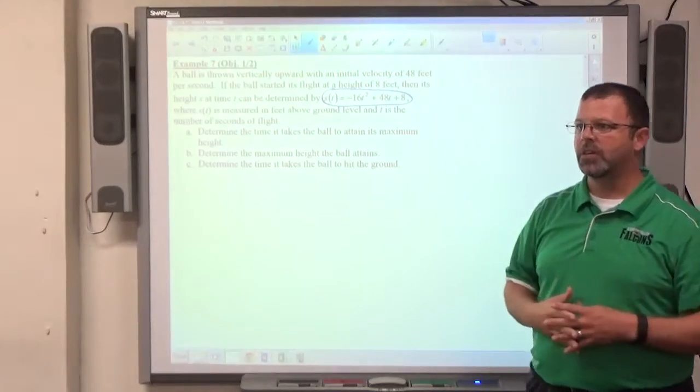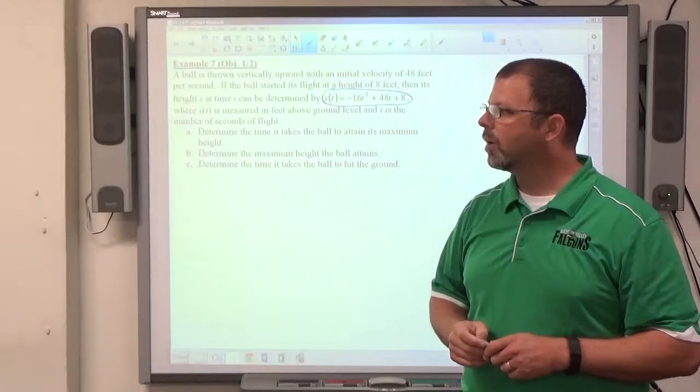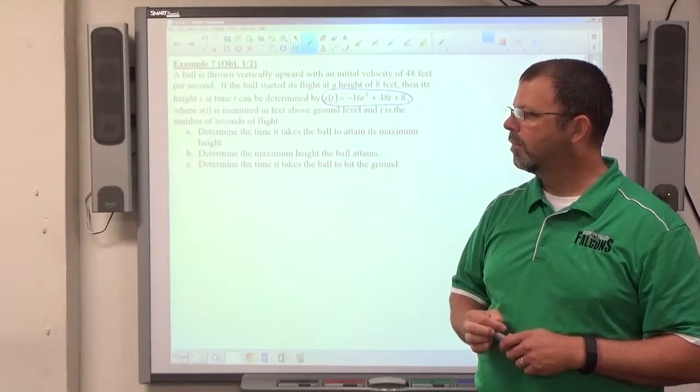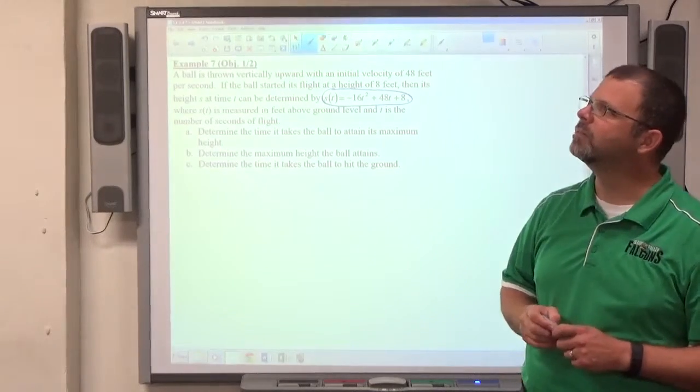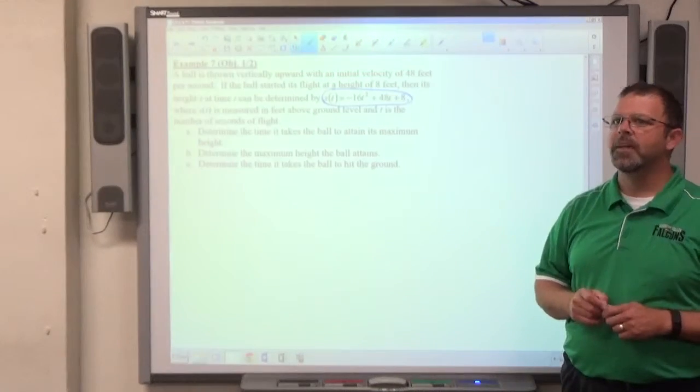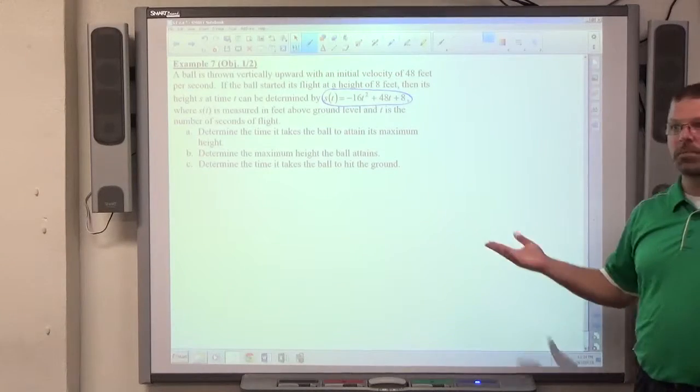position function involving, what's the word I'm thinking of? No, some type of motion. Can't think of the word off the top of my head, dang it. Okay, anyway, but motion due to gravity.